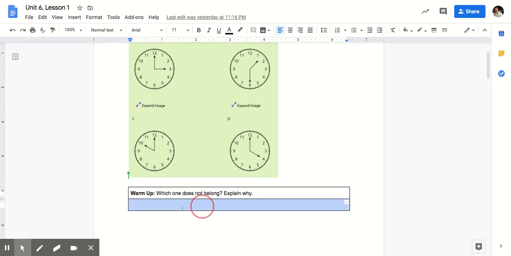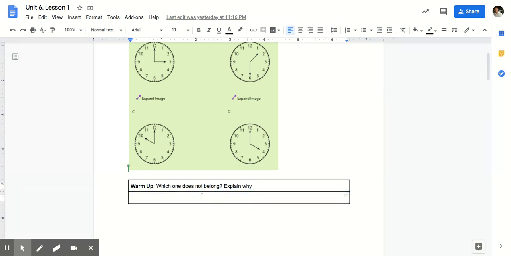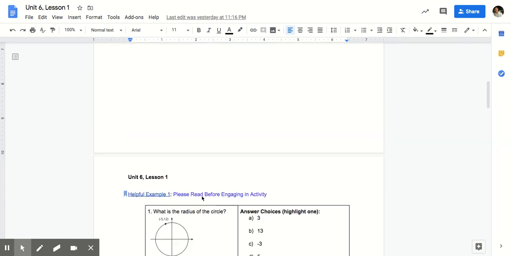You're going to write your answer right here. You can have many different reasons. Figure out why you think which one of these doesn't belong and put your reason in the space below.